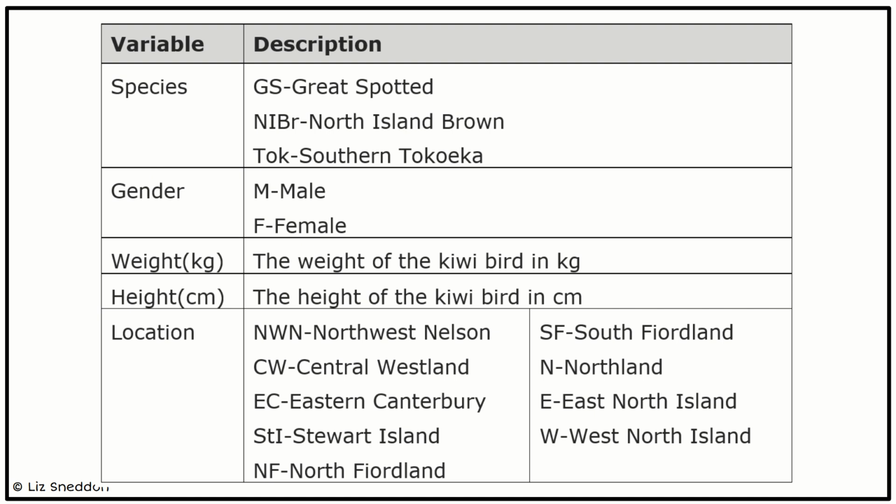So we then included in the metadata also these variables and their descriptions. And so if it's categorical data, it tells us what the categories are. So for the species, we've got GS meaning great spotted, and so on. It also includes the unit. So if I'm talking about the weight, it would be talking about the weight in kilograms. So that's part of what we would want to see in our metadata to help us actually use the data.